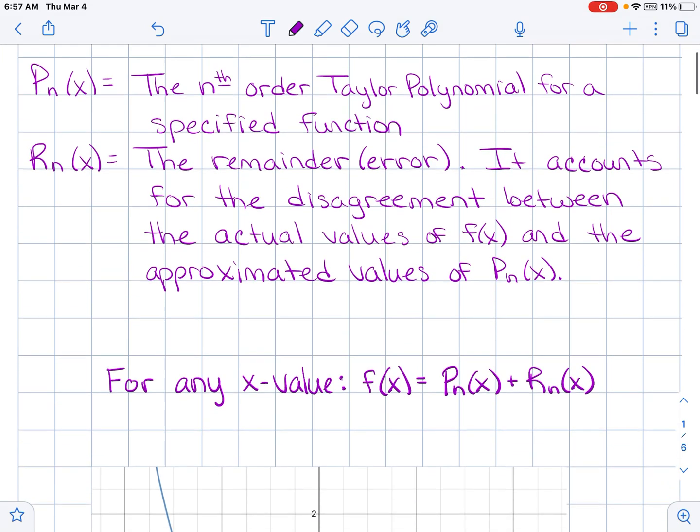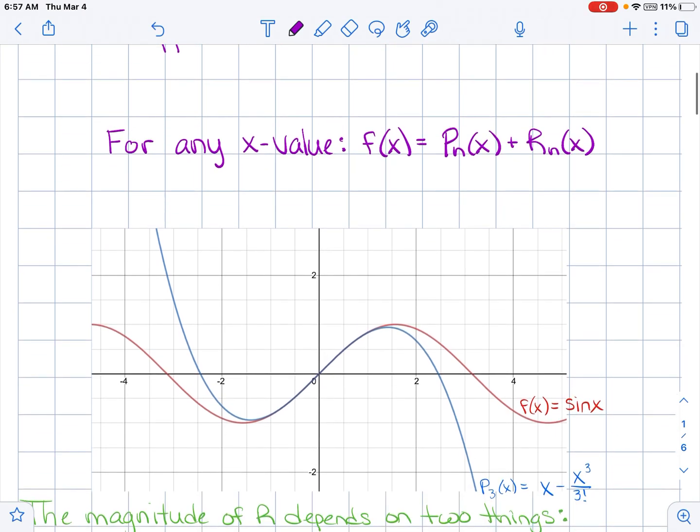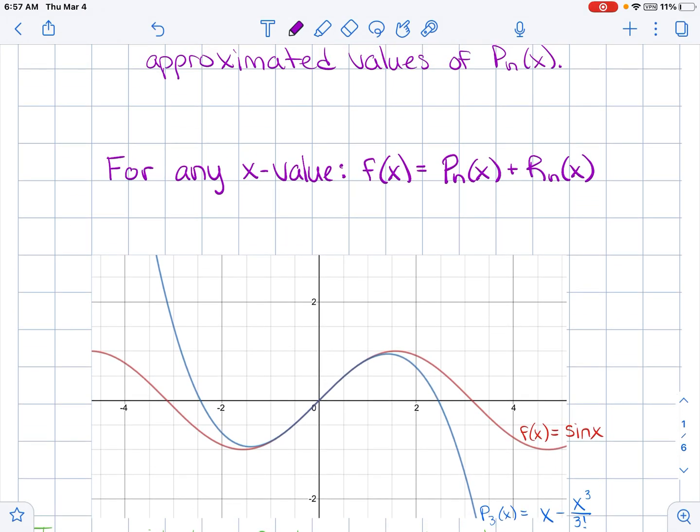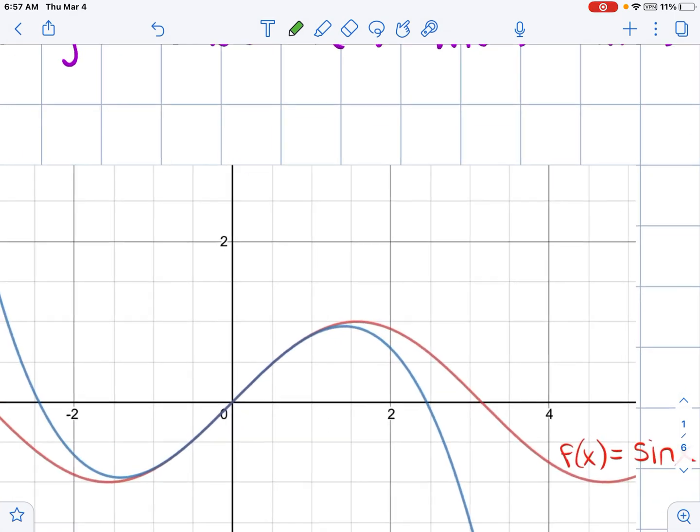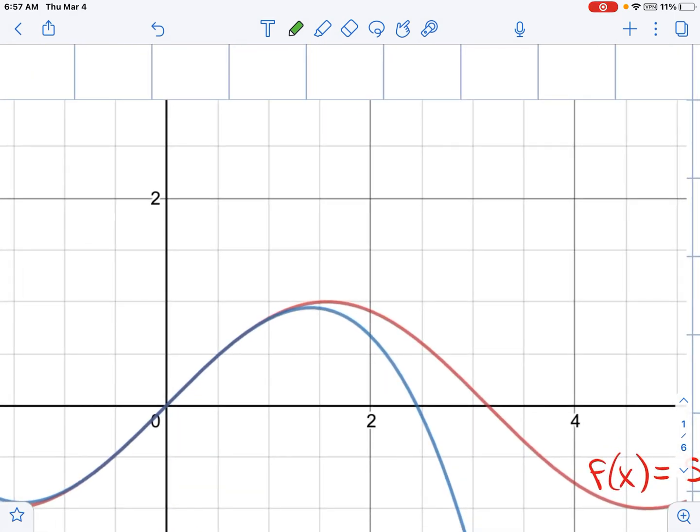All right, let's talk a little bit more about that. This is a third degree polynomial for sine x. And when we talk about the remainder, we're talking about the distance between these two functions. So how far off are we? This would be the remainder. That's the difference between the actual function value and the polynomial's value.